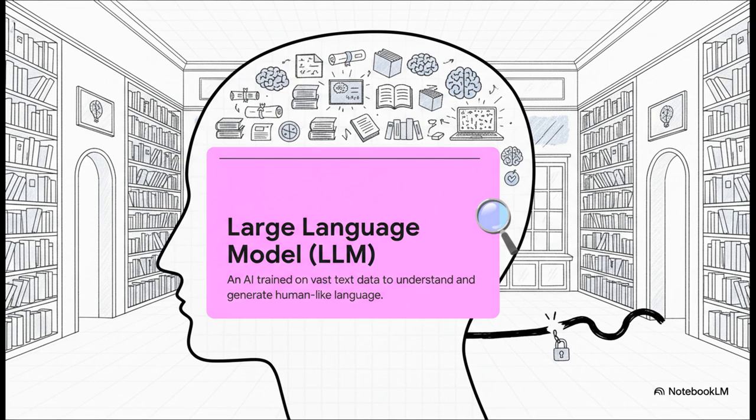So think of an LLM as the brain that's running the whole show behind the chatbot. I've got a great way for you to picture this. An LLM is like this brilliant intern. This intern has read basically every book, every article, every website on the entire internet. But they're locked in a library. They have zero connection to the outside world.